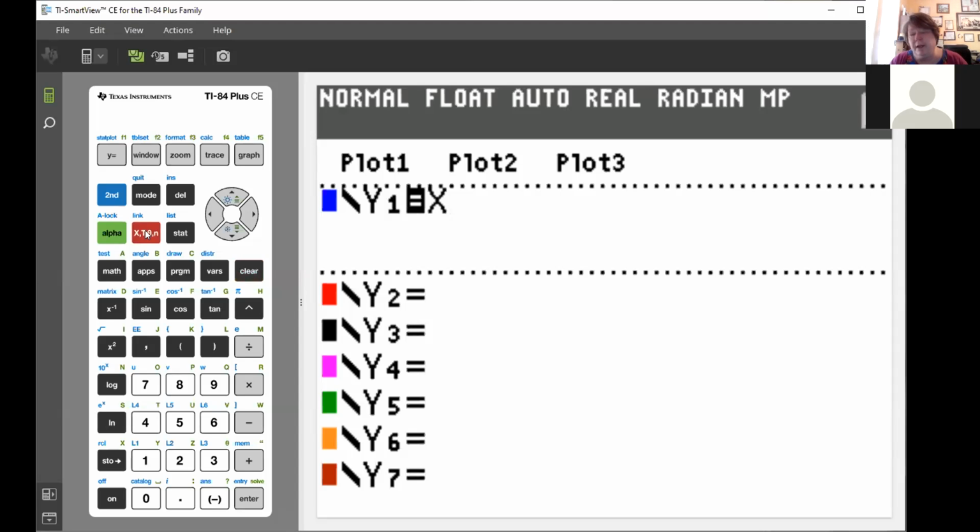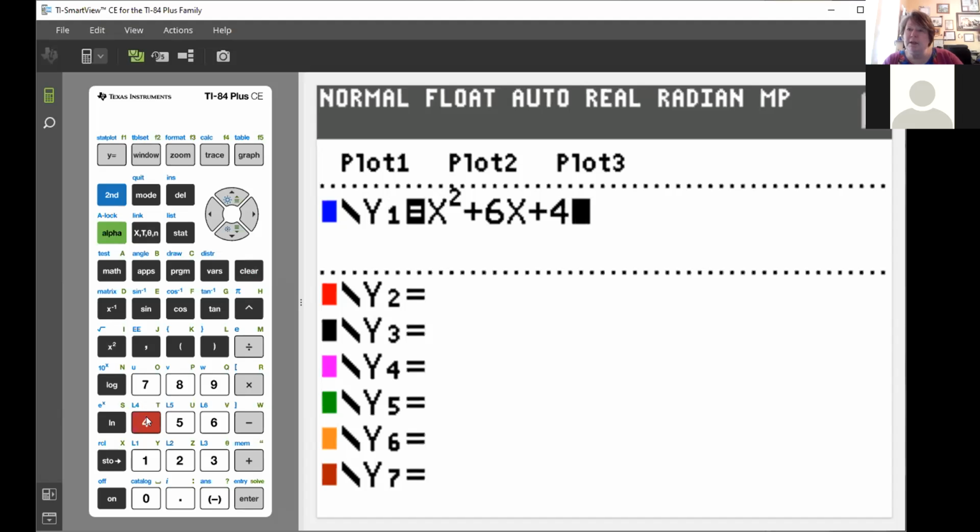And now I'm going to square it. Over here on the left, right in the middle, is your x squared button. If I click that, it's going to raise whatever that is to the second power. Then I had plus 6x, so plus 6x, plus 4. Okay, so now I have my function inputted into my calculator. So now I want to graph this.